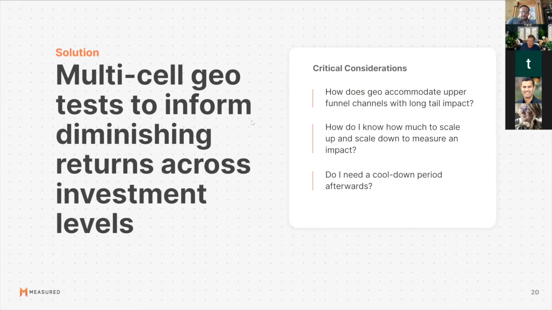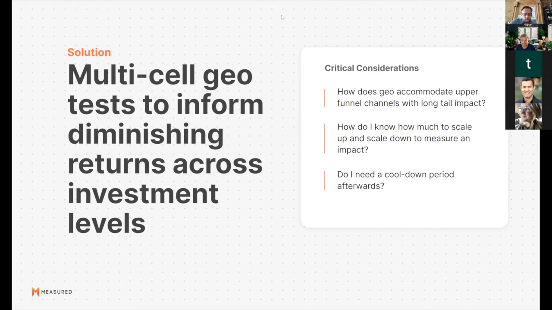So what was our solution for this? Again, they wanted to inform the demand curve. Our solution that we worked on with them was a multi-cell test. Again, most of our clients start with scale-up tests and hold-out tests. This client came to us and said, what about a scale-down test? Can we do these things simultaneously? Can we use 3 tests at once to inform that demand curve?